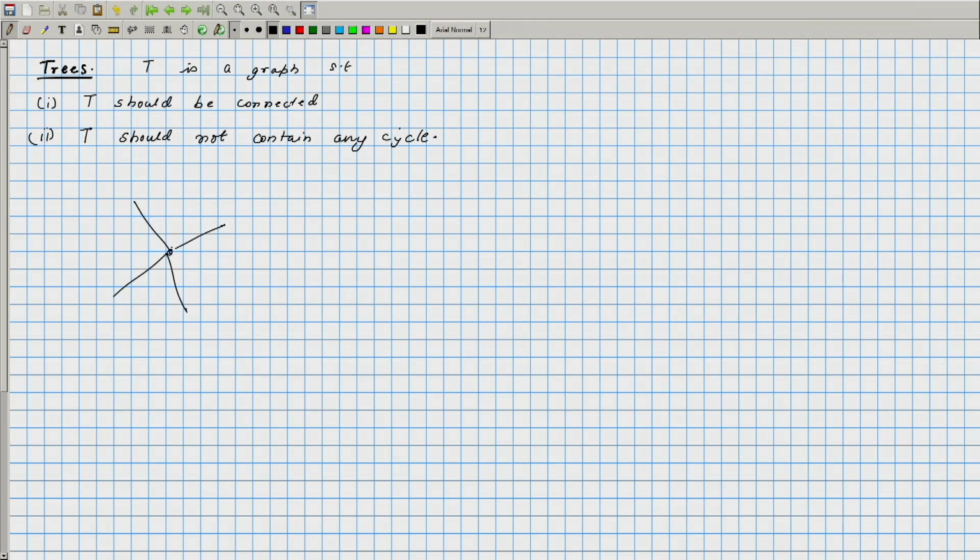If you look at this graph on 6 vertices, this is called a star graph. This graph does not have any cycles and it is a connected graph. The line graph is also an example of a tree. If you look at the wheel graph, this is not a tree because there are many different cycles in this graph.